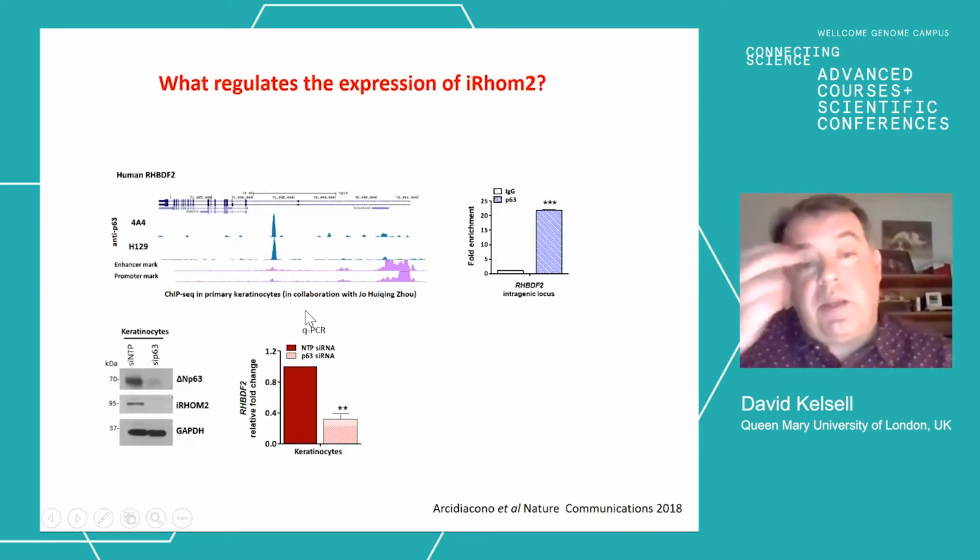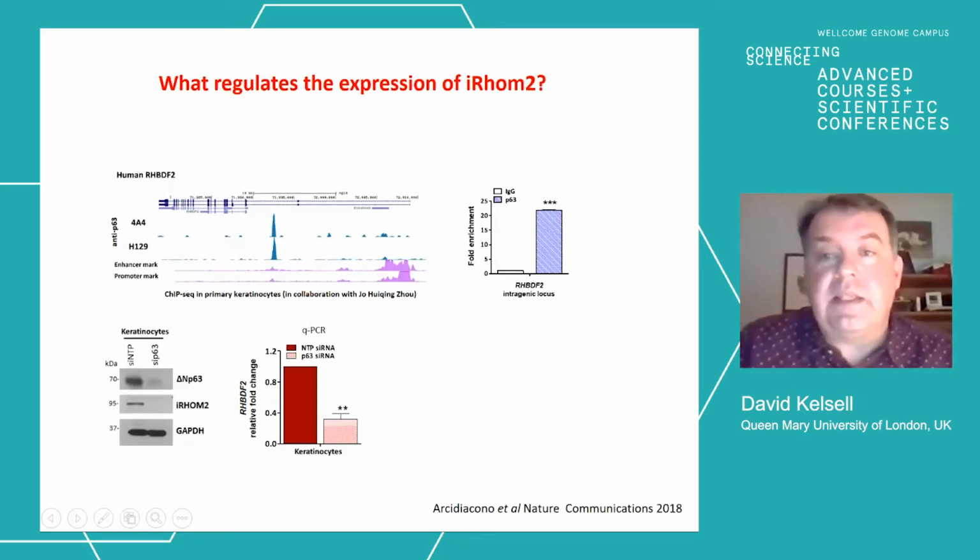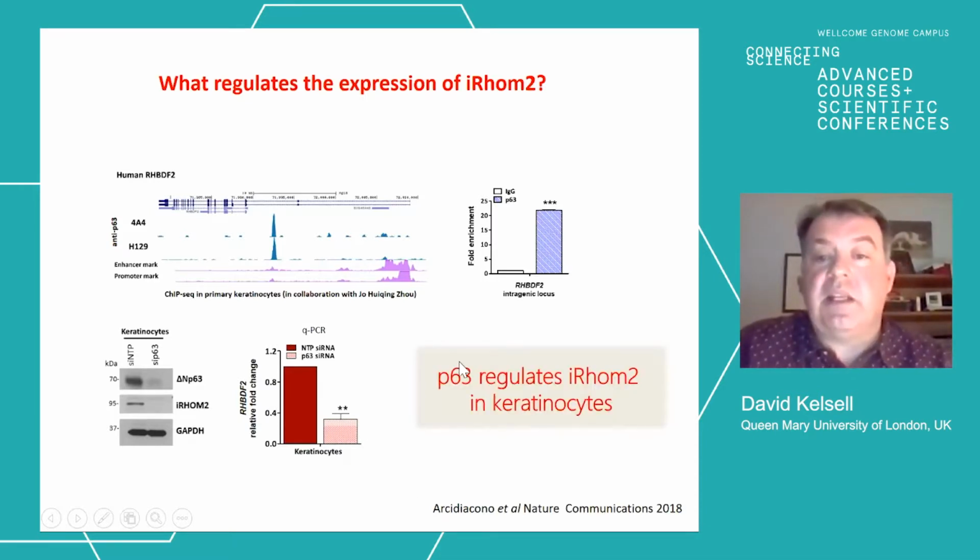To follow this up, we then knocked down P63 at a protein level in keratinocytes, and you can see there's a dramatic reduction in iRhom2 protein expression. We wanted to look at the messenger RNA level, of course, and so when you knock down P63, again, you see a dramatic reduction in the gene expression of iRhom2, RHBDF2. So P63 is regulating iRhom2 in keratinocytes.